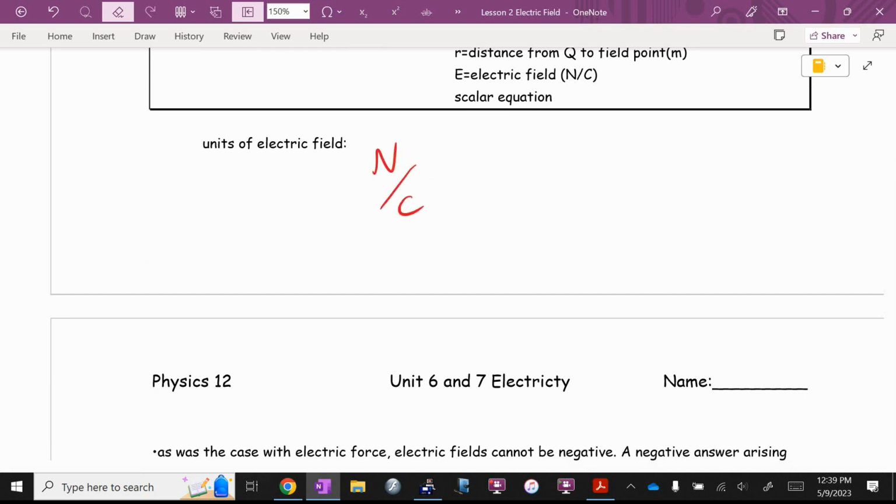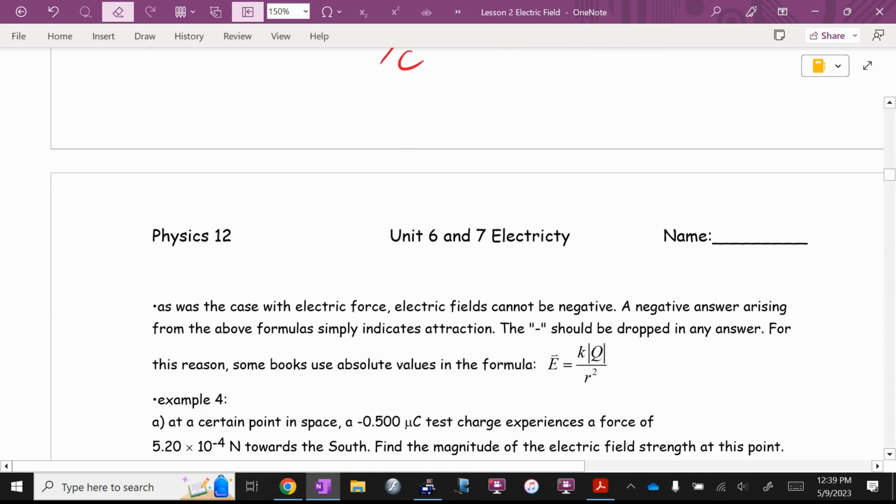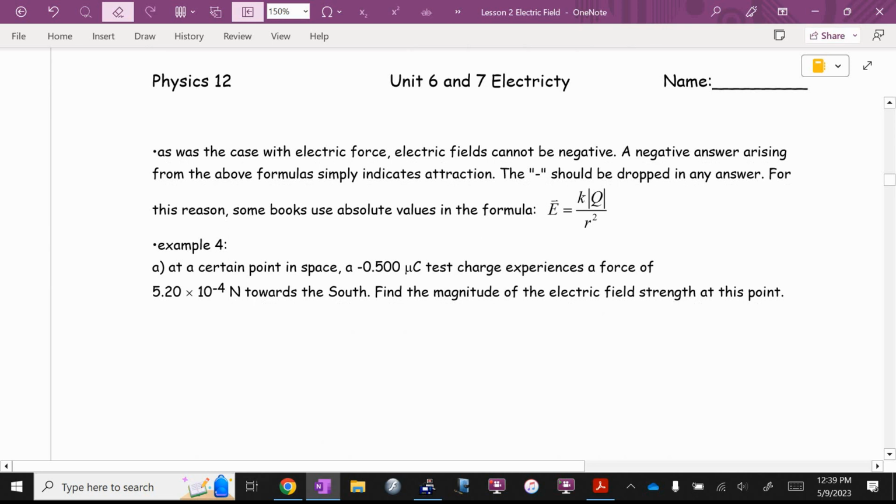Newtons per coulomb. By the way, in the same way that gravitational field is newtons per kilogram or meters per second squared, there's another way to measure electric field. It's volts per meter, but we're going to skip that this year. Turn the page. As was the case for electric force, electric fields cannot be negative, so we don't put a negative in if the charge is negative. That's why there are absolute value signs on your formula sheet.